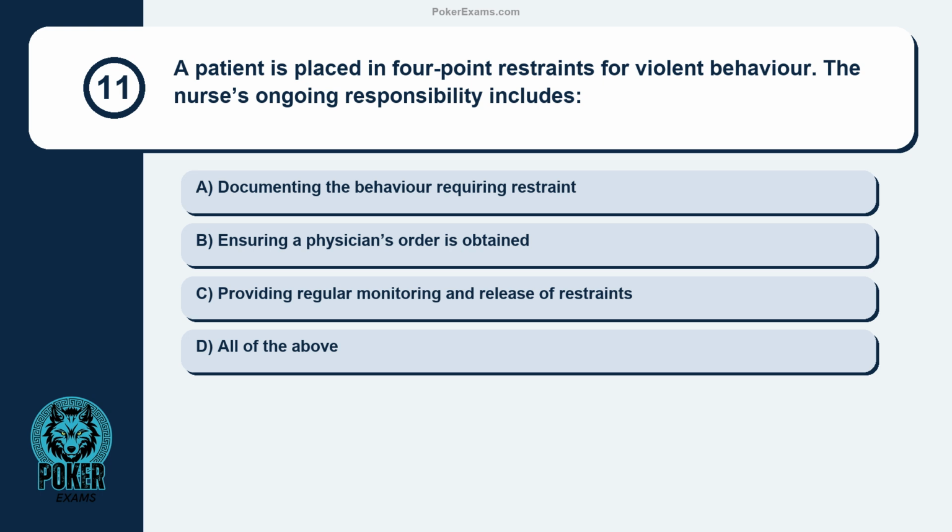Question 11. A patient is placed in 4-point restraints for violent behavior. The nurse's ongoing responsibility includes documenting the behavior requiring restraint, ensuring a physician's order is obtained, providing regular monitoring and release of restraints. All of the above.